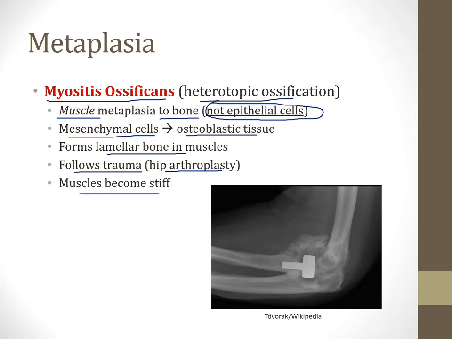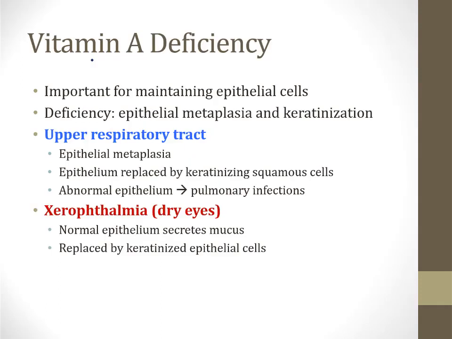Shown on the screen is an x-ray from a person who has had surgery. You can see the screw, and the muscle tissue here has white puffy clouds in it. That is an example of myositis ossificans. Another clinical example of metaplasia is vitamin A deficiency.